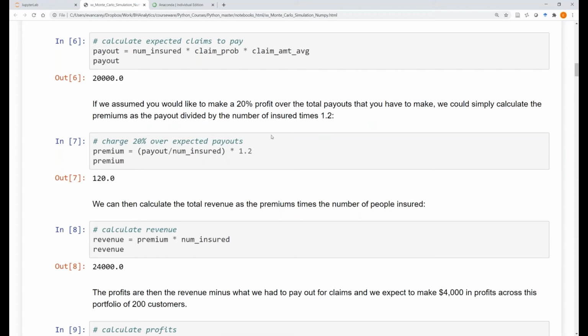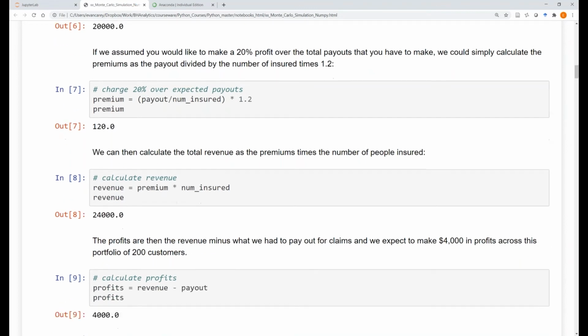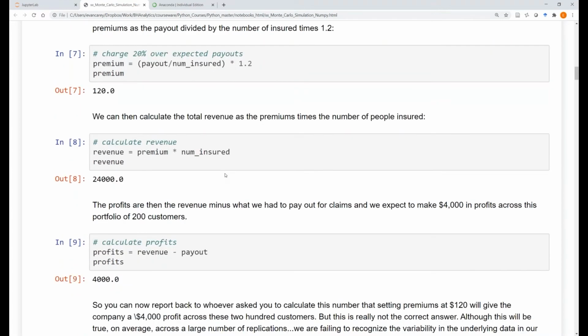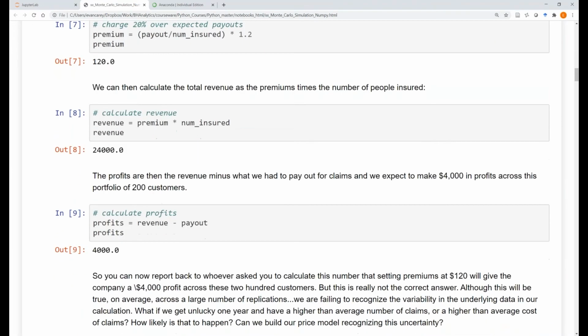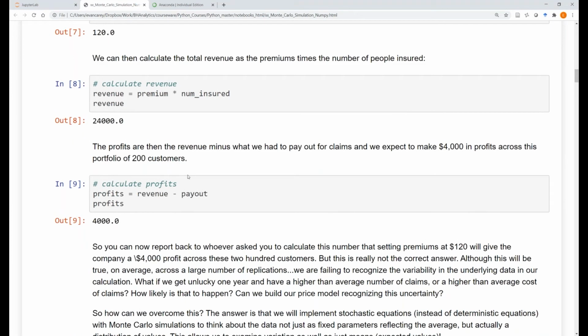So this seems really simple, and it's a good place to start to then move forward into what I would call stochastic models. This is a version of a deterministic model where we're really just thinking in terms of specific means, without thinking about the underlying distributions and variation of those modeling inputs. Our expected revenue is premium times our number insured, 24,000, and then our profits would be the revenue minus our expected costs, which is of course our 20% expected profit margin across this group.